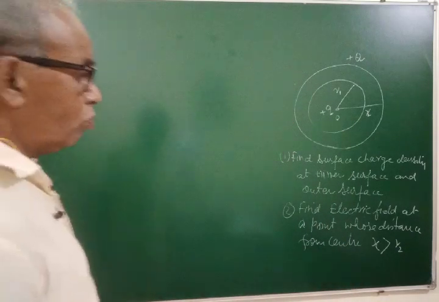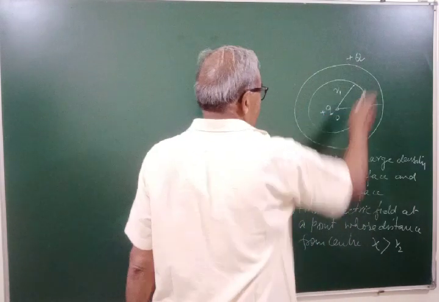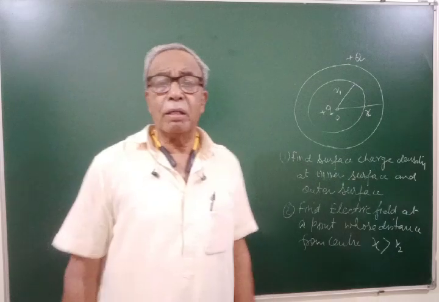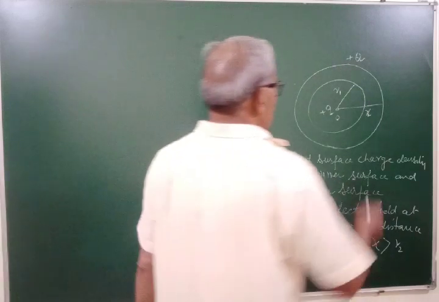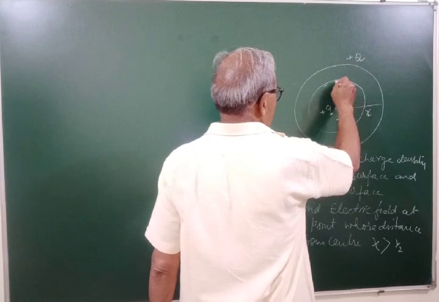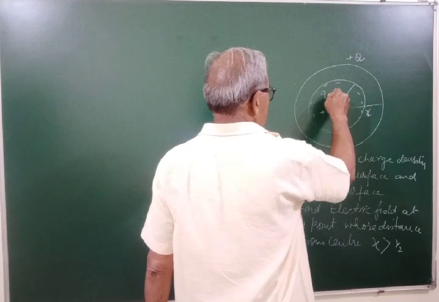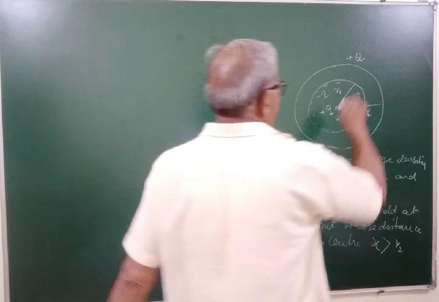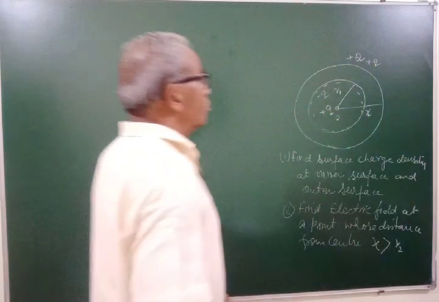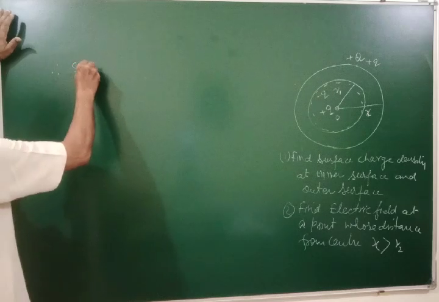is greater than R2. So first of all, this is a conducting shell, meaning it is made up of some conducting material like some metal. Due to that, it has free electrons, so due to electric induction there will be minus q charge on the inner surface. And as a result of this, plus q charge will get induced outside also.